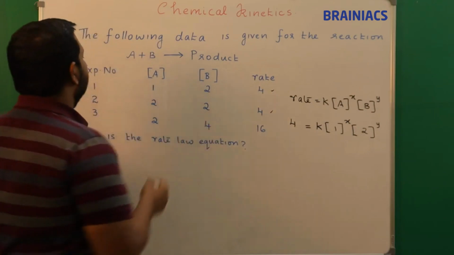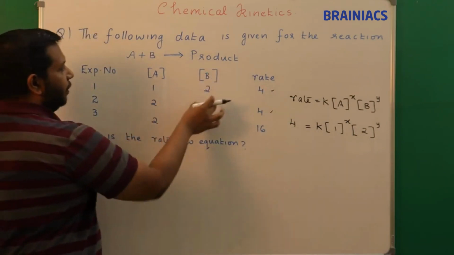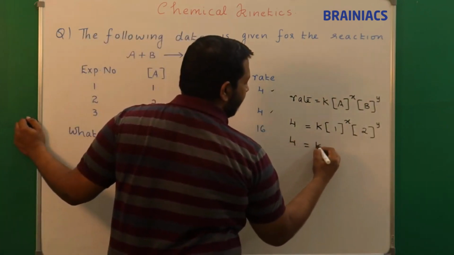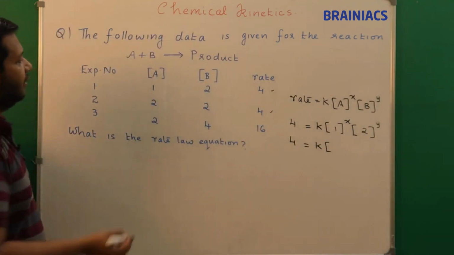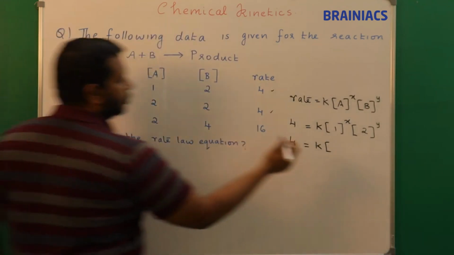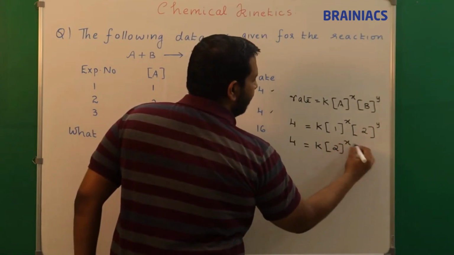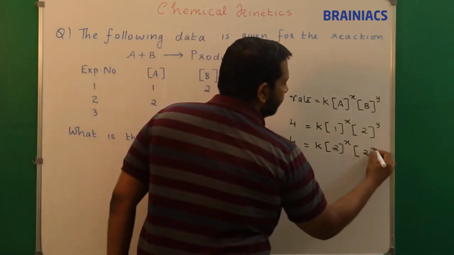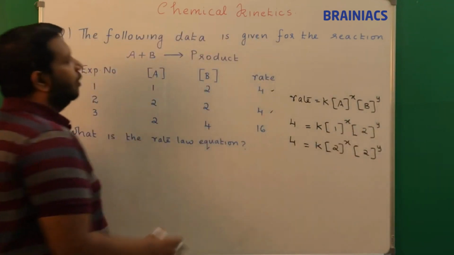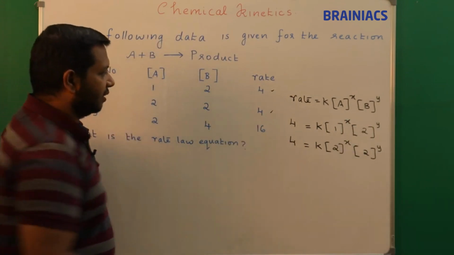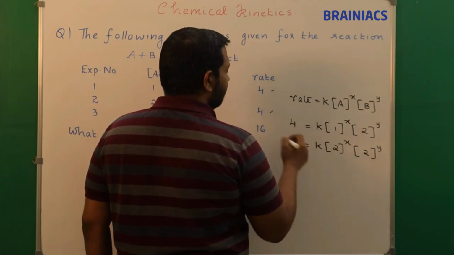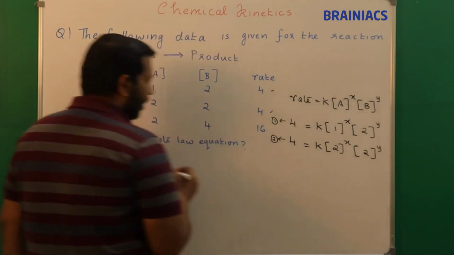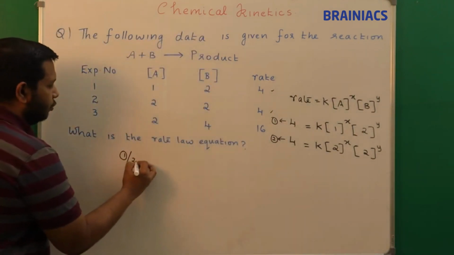Now similarly take the second experimental data. Here B is fixed, and the rate is again 4, correct? Then K into, tell me what is A? A at that point is 2, so I write 2 power X, and what is B at that point? It is 2, so 2 power Y. Now if I have similar quantities, the advantage is I can divide. I am dividing this equation with this. This is my first equation and this is my second equation. I am dividing equation 1 by 2.